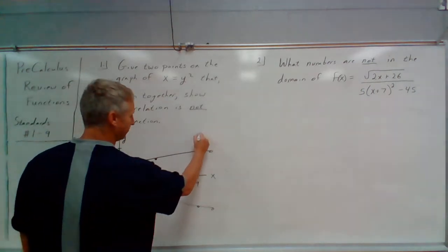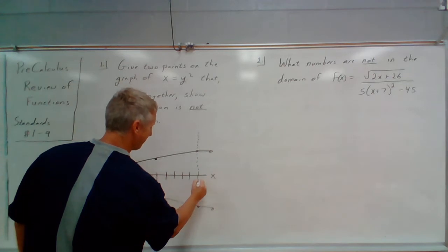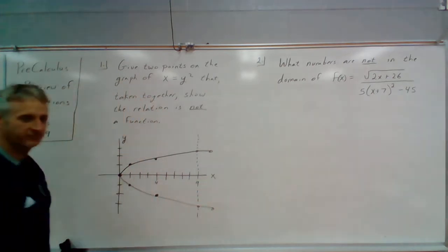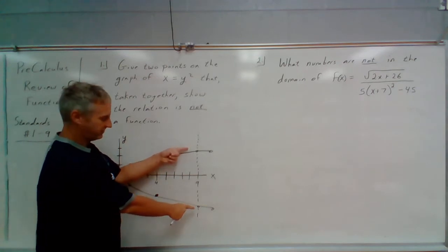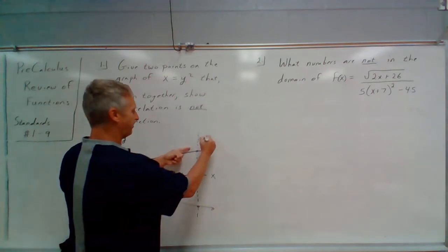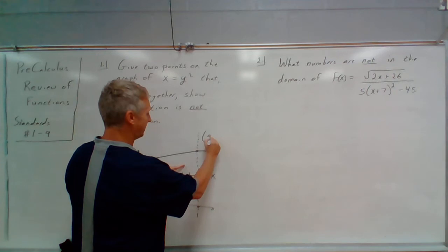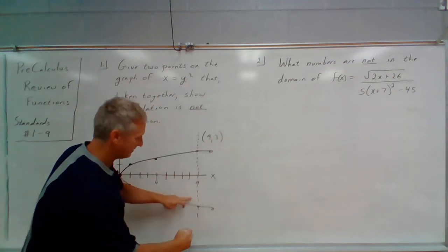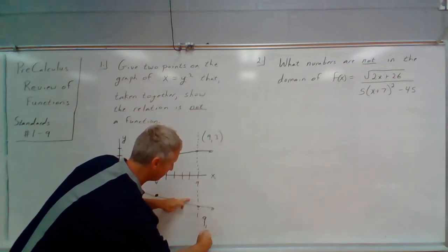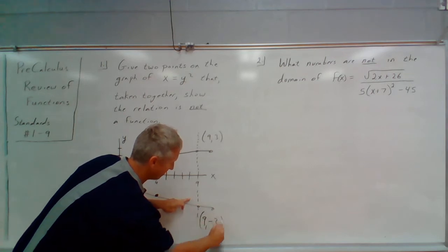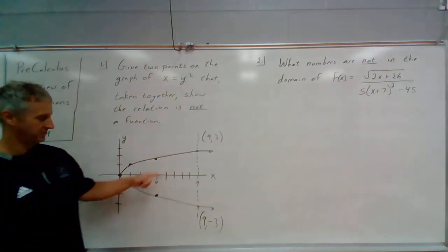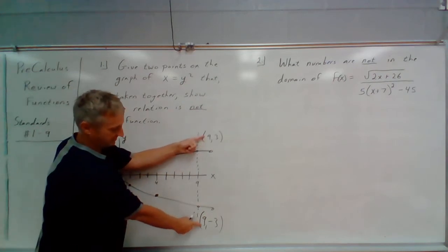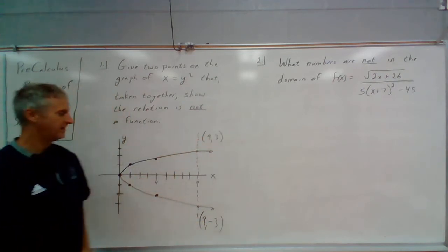Let's just take this point. This is a nice one. It fails the vertical line test there. What 2 points show that it fails the vertical line test? Well, we have the point 9, 3. And we also have the point 9, negative 3. So these 2 points show that that's not a function. I have the same x, but I have different y values.